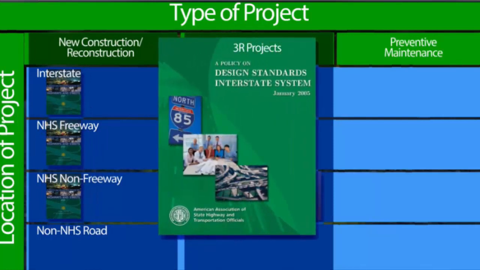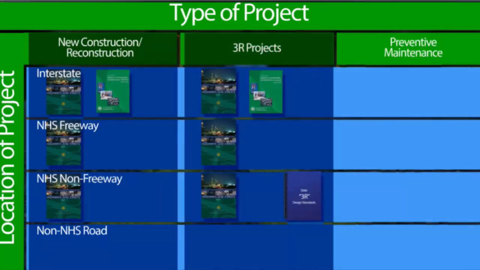AASHTO's A Policy on Design Standards, Interstate System are the design requirements for all new construction, reconstruction, or 3R type projects on the interstate highway system. A 3R type project located on the NHS but not on the interstate or an NHS freeway may be required to be designed according to your state's FHWA approved 3R design requirements. If your state does not have approved 3R design requirements, then either the AASHTO Green Book or your state's approved design manual requirements apply to your project.